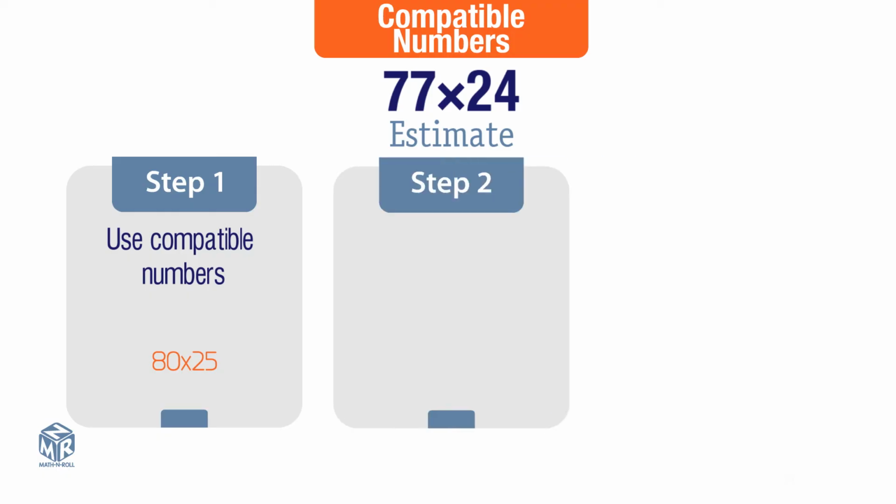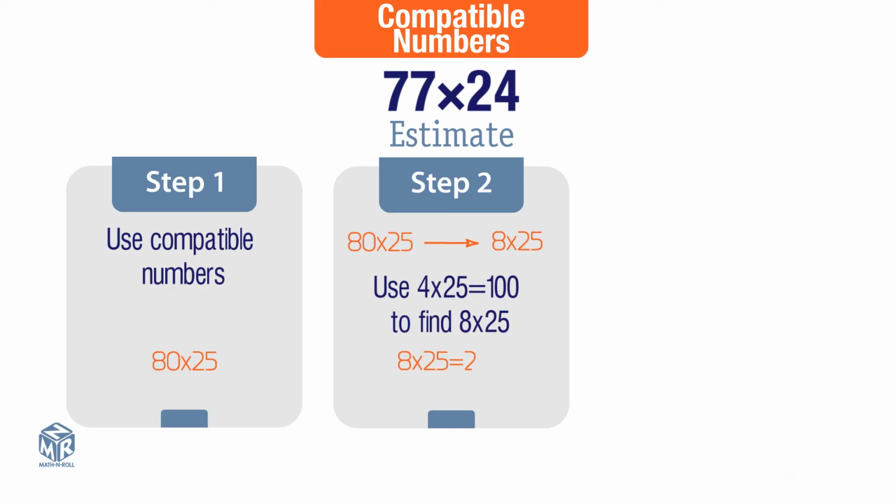Step 2. To solve 80 times 25, we first have to solve 8 times 25. However, solving 8 times 25 in your head is also quite difficult. You can use 4 times 25 equals 100 to find 8 times 25. 8 times 25 is 2 times 4 times 25, so it equals 200.